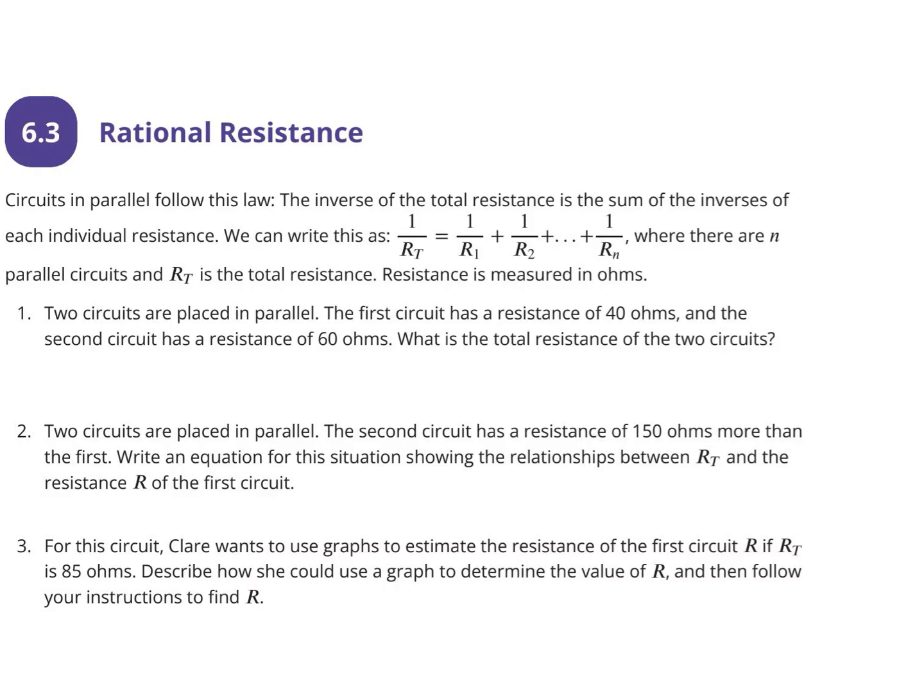The second circuit has a resistance of 150 more than the first. Okay, so for problem 2, basically what you do here is just go 1 over RT is 150 more than the first. So for the first must be 1 over R, whatever the resistance is, plus the second circuit is R plus 150. We don't know what R is. They're not asking us to solve for it, so this is all we have to do.